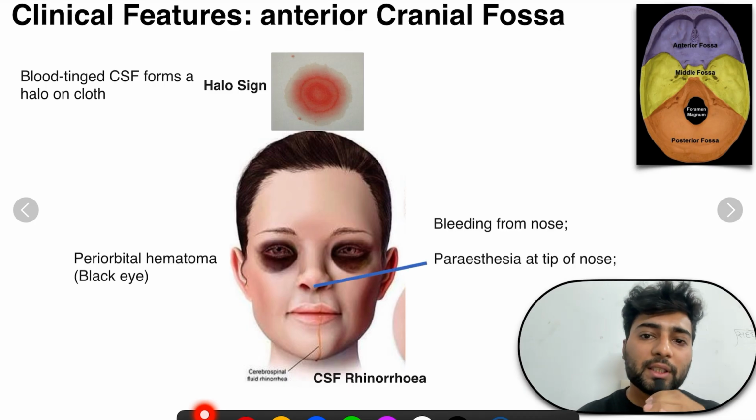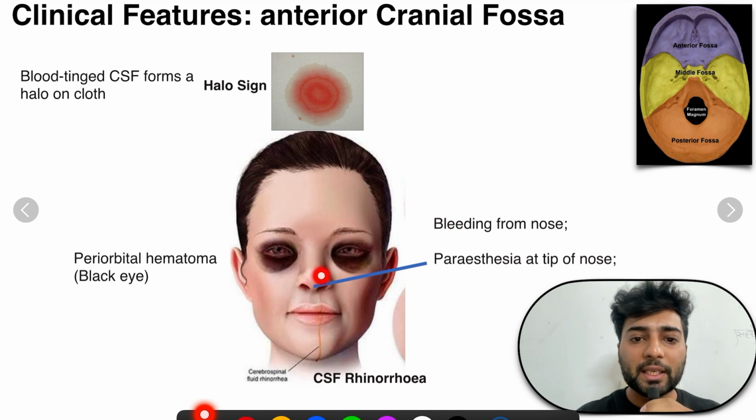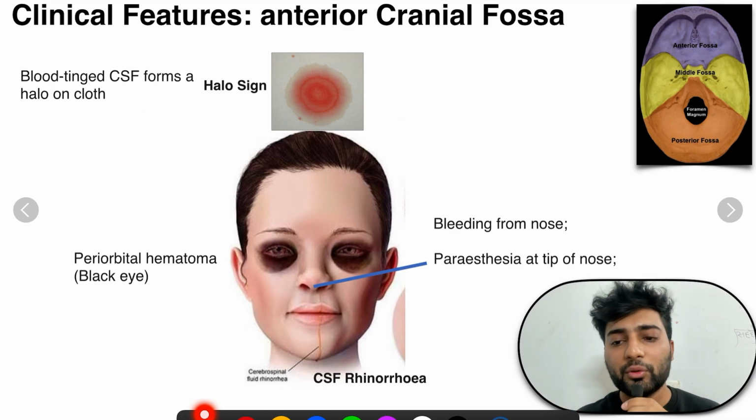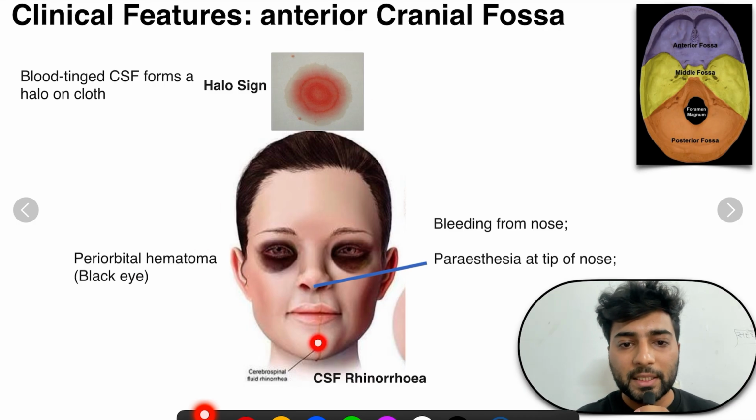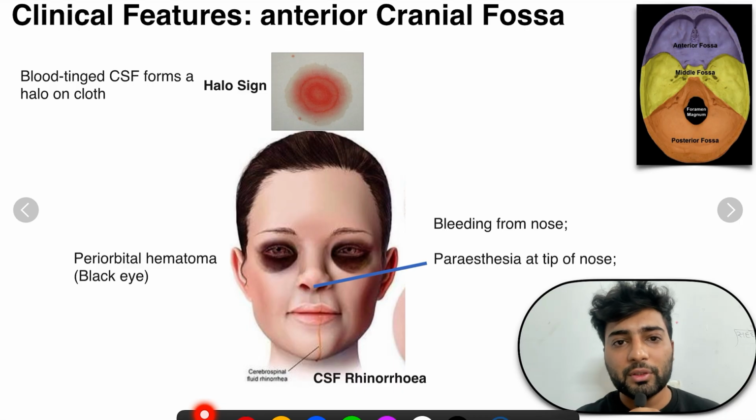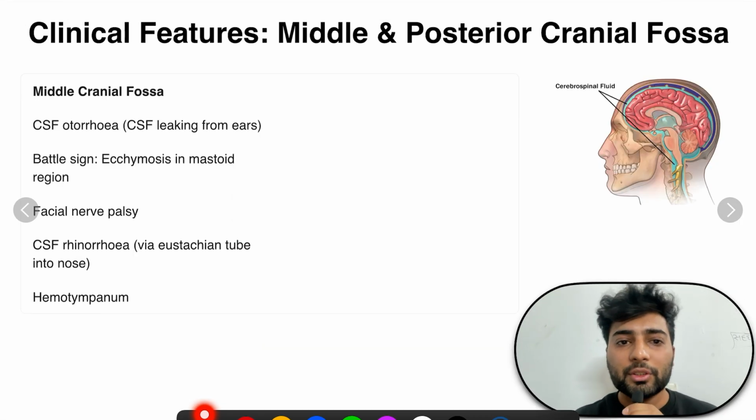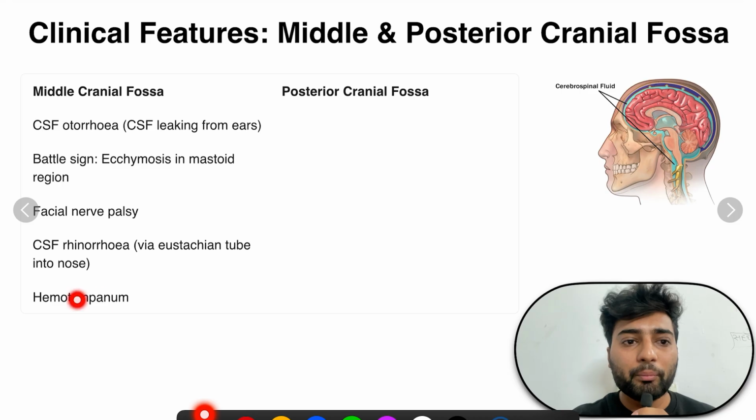So it's a halo sign. The last two features are bleeding from the nose and paresthesia at the tip of the nose. So we can just learn these five clinical features by visualizing this diagram. You don't write this 10 times and run. Just visualize this diagram. First is periorbital hematoma, CSF rhinorrhea, bleeding at the nose, paresthesia at the tip of the nose, and halo sign. In the same way we'll study clinical features of middle cranial fossa with the help of a diagram.